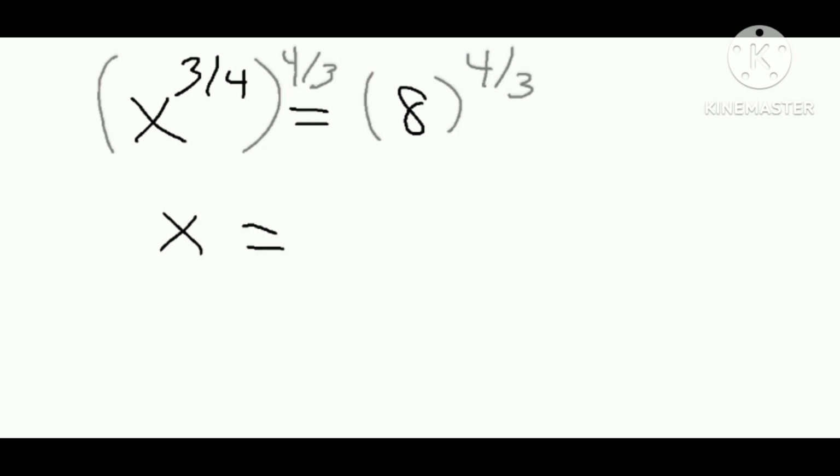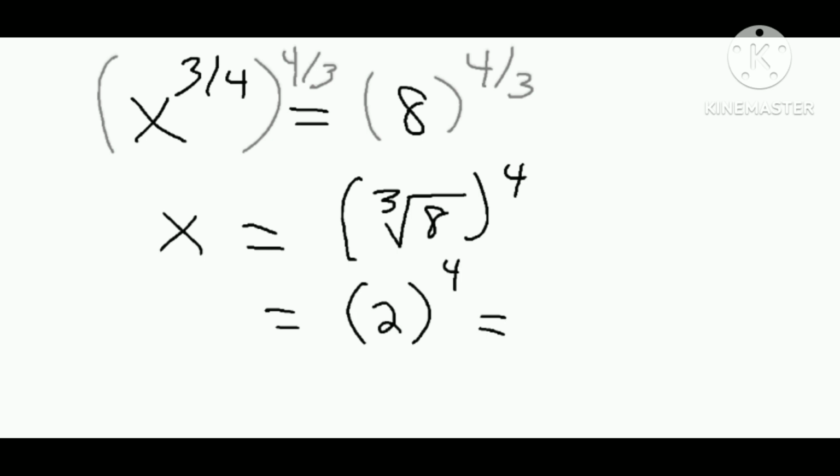So 8 to the 4/3 is the same as the cube root of 8 raised to the 4th power. We know that the cube root of 8 is 2. And 2 to the 4th, that's 2 times 2 times 2 times 2, 4 times. And so that's equal to 16. So x is equal to 16.